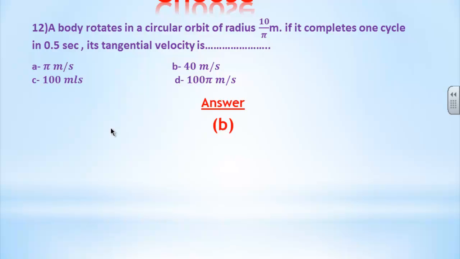Answer number B. We need to calculate tangential velocity and we have the time of one cycle, its periodic time. So v equals 2 pi r over T. 2 pi times 10 over pi, over 0.5, equals 40 meter per second. Number B.